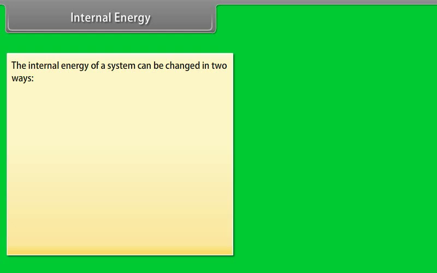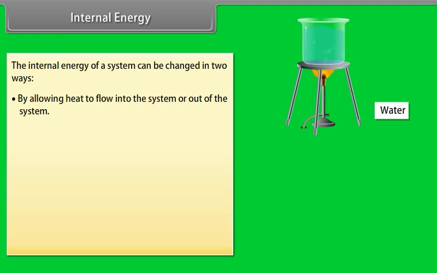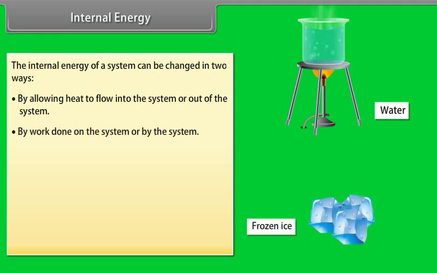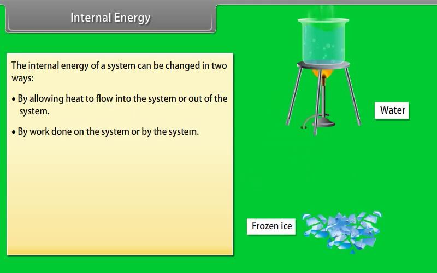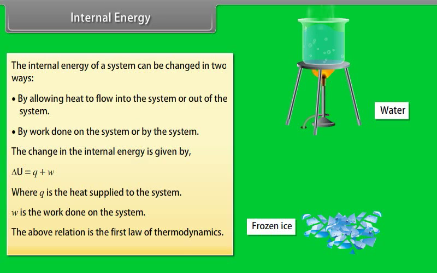The internal energy of a system can be changed in two ways: by allowing heat to flow into the system or out of the system, and by work done on the system or by the system. The change in the internal energy is given by delta U equals Q plus W, where Q is the heat supplied to the system, W is the work done on the system. The above relation is the first law of thermodynamics.